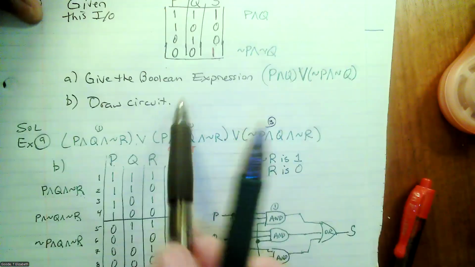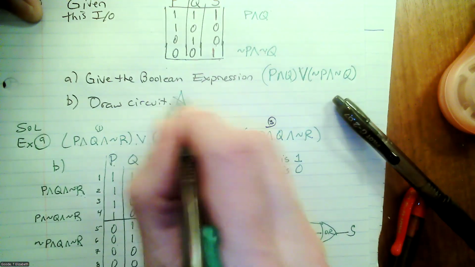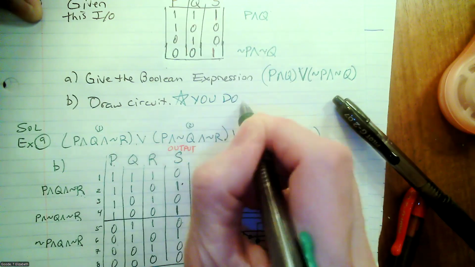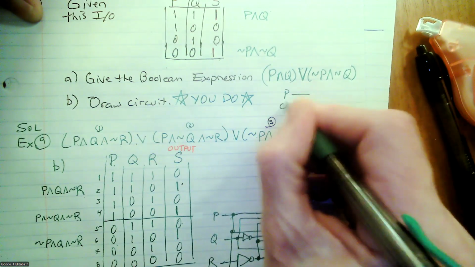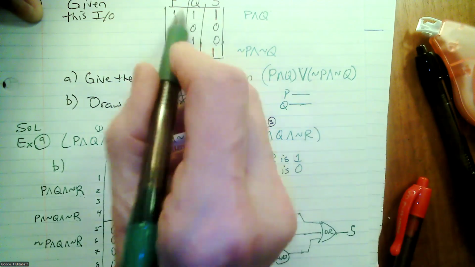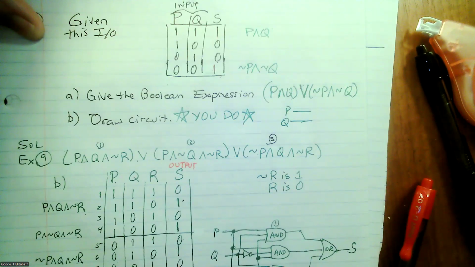And I will leave it to you to draw the little circuit, but it'll be small because it'll only have a P and a Q for input. Makes perfect sense.